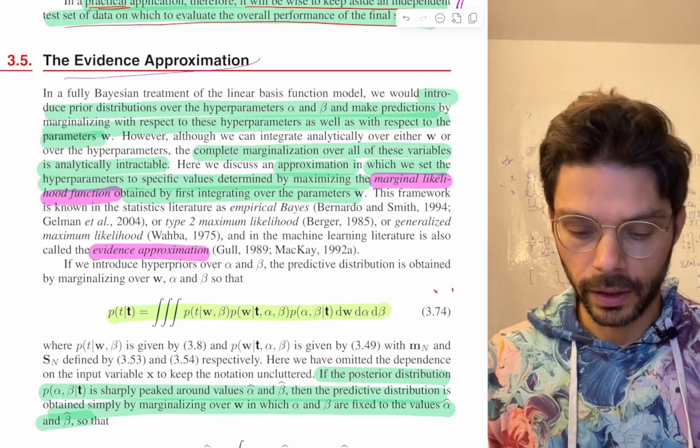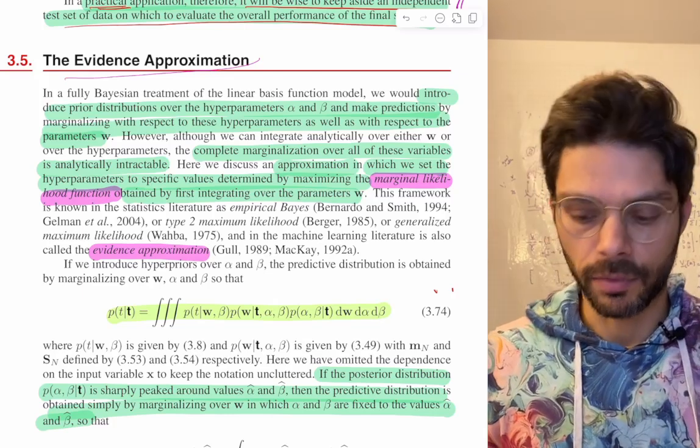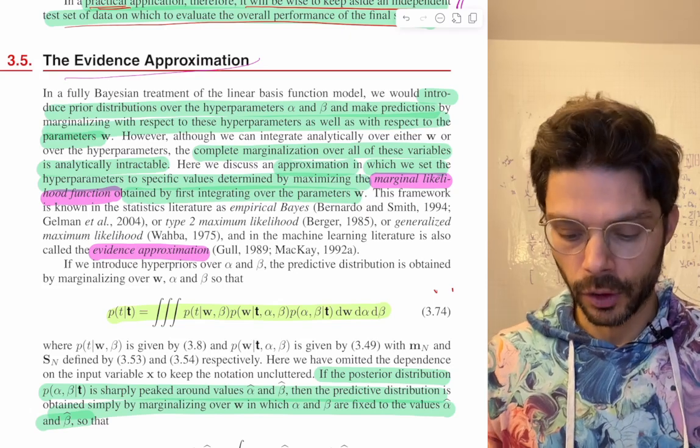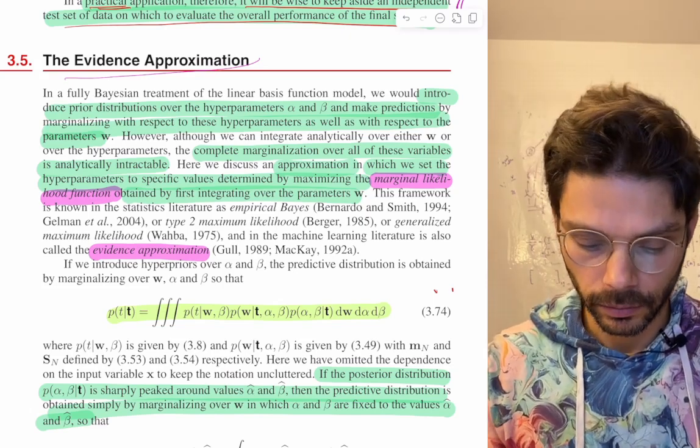All right, so hopefully you're now on board to learn about the evidence approximations. So let's go over the very first introductory section to talk about what it's all about.